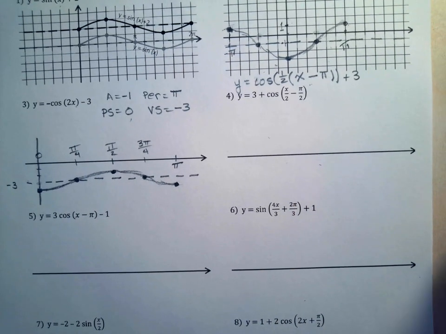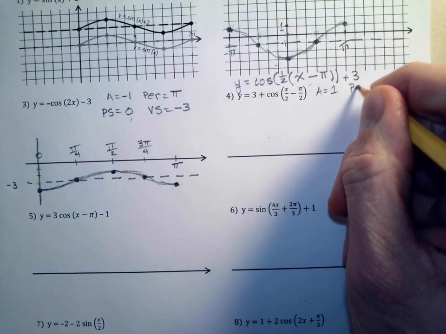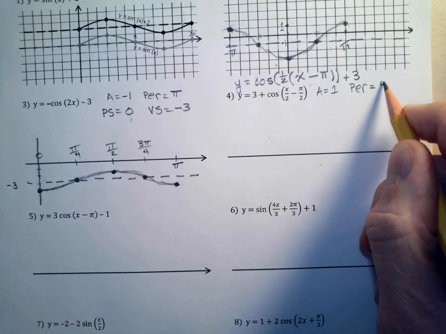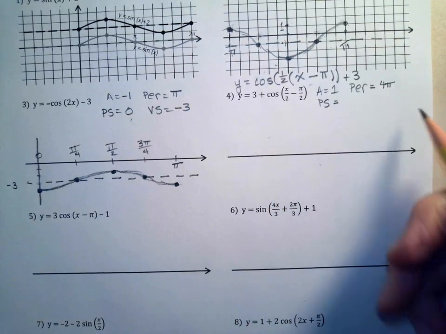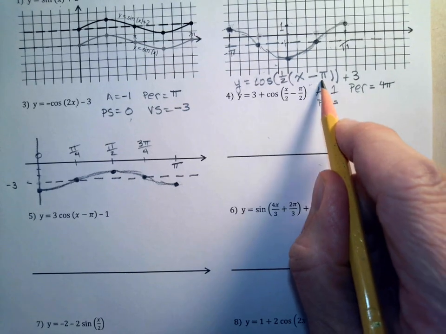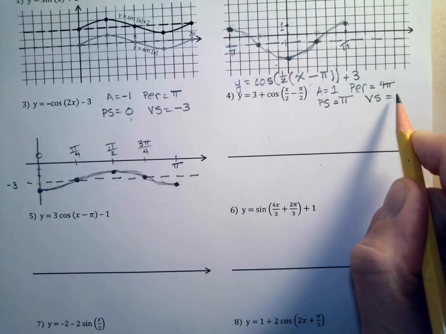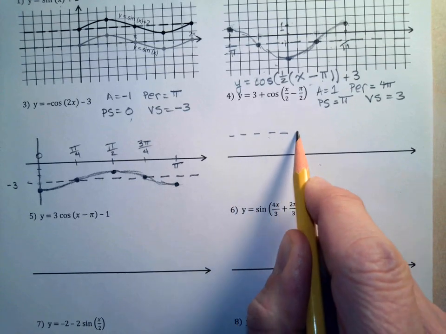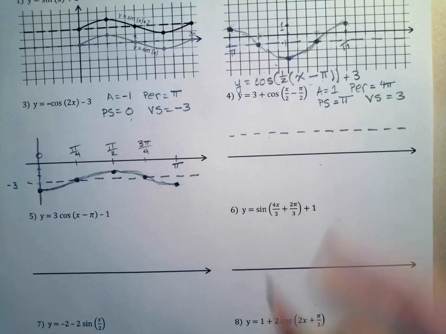All right. So A is 1. The period is 2 pi divided by 1/2, so 4 pi. Phase shift is positive pi. And the vertical shift is 3. So again, let's call this 3 going above. So my baseline went up 3. And I'm just going to put a 3 out in front there.